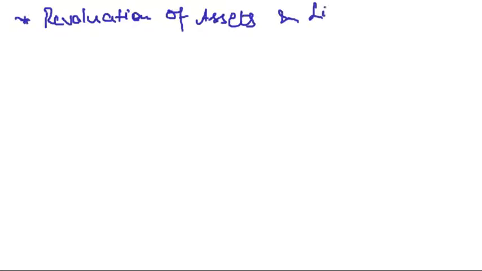Now we are moving on to the next topic. What is the next topic? The next topic is revaluation of assets and liabilities. Right? Now, we have studied this topic in detail in the chapter of change in profit sharing ratio also. Now, why are we studying this topic in admission of a partner? Let's see that. First of all, what do you mean by revaluation of assets and liabilities?